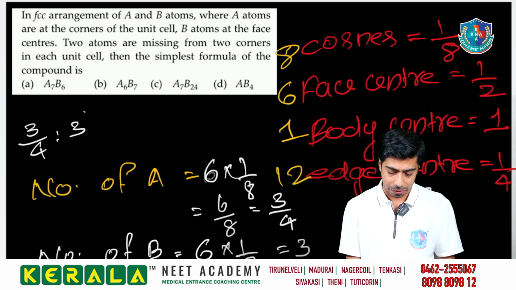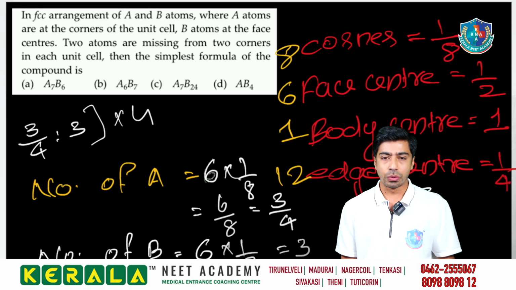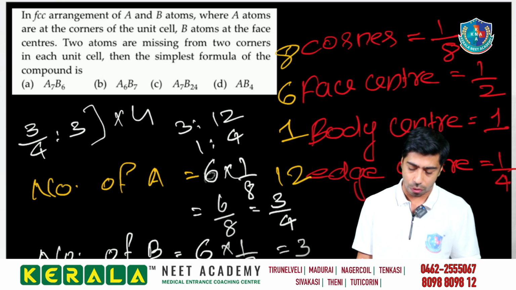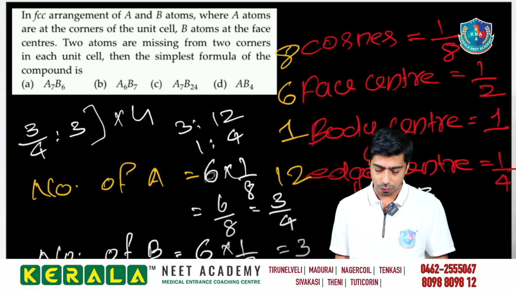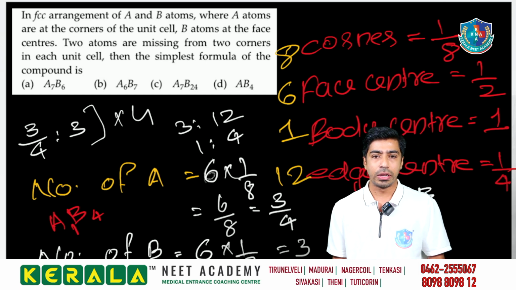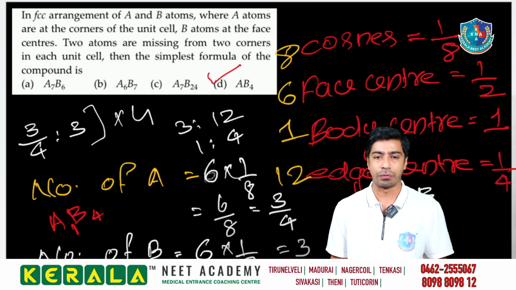So we'll go for the simplest formula by multiplying by 4. So we'll get 3 is to 12, or 1 is to 4. So the ratio of A is to B is 1 is to 4. So the formula will be A, B, 4, or 1 is to 4 means A1, B4. So we can take option D as the answer for this question.